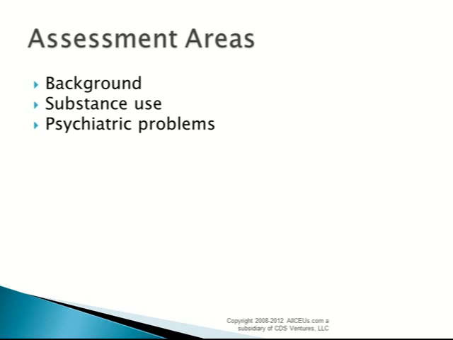When you do an assessment, you want to get their background, information about substance use, and psychiatric problems. We went over this in part 1, so I'm not going to belabor it. But I will say to remember to look at both substance abuse and psychiatric problems and how those two things interact, interplay with their background. What in their background exacerbates their symptoms? What in their background mitigates their symptoms?